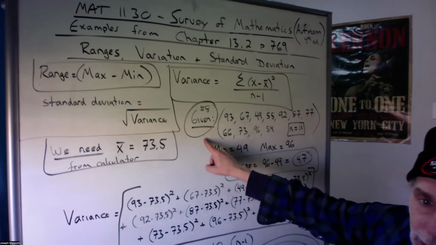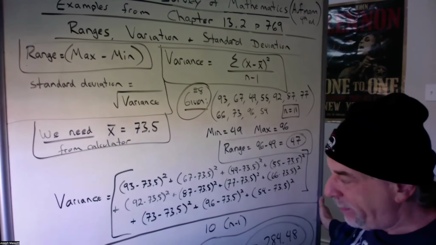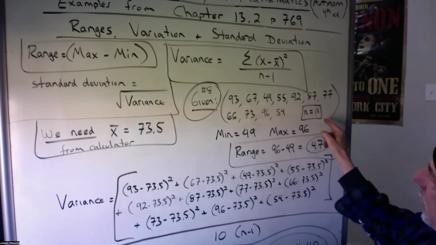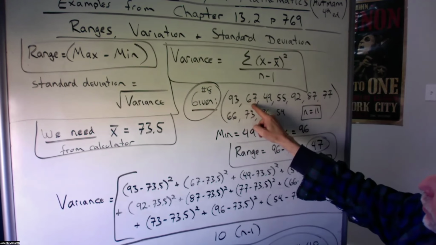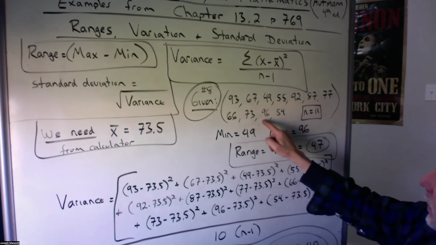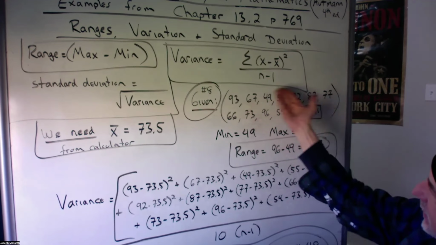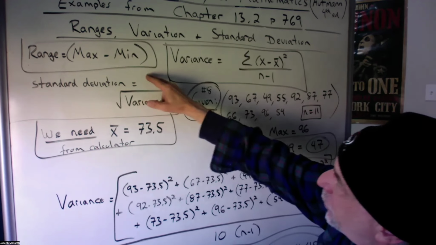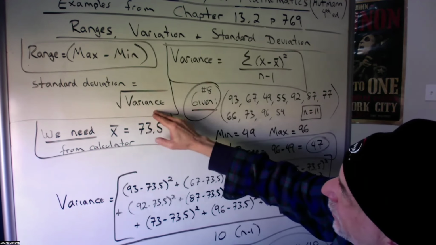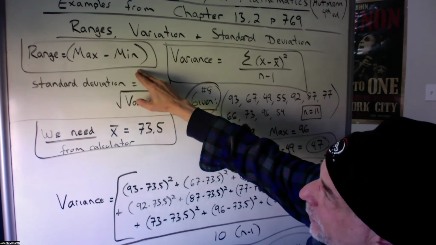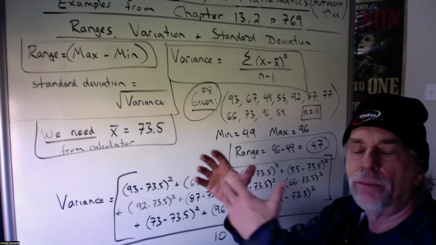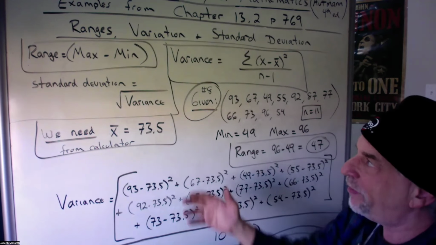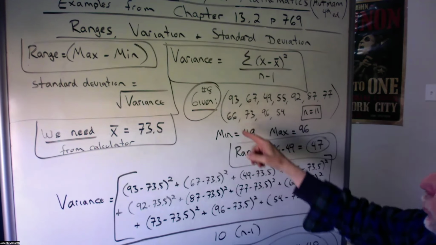So I'm going to look at number 8 here. In number 8, we have a data set given to us, 11 values. 1, 2, 3, 4, 5, 6, 7, 8, 9, 10, 11 values in this data set. We want to find the range, the variance, and the standard deviation. The range is the simplest one. The range is just the maximum value minus the minimum value, the actual spread of the data. So we'll do that first.